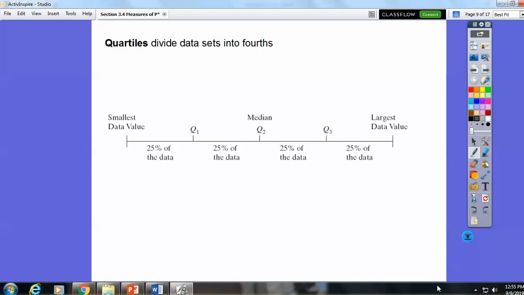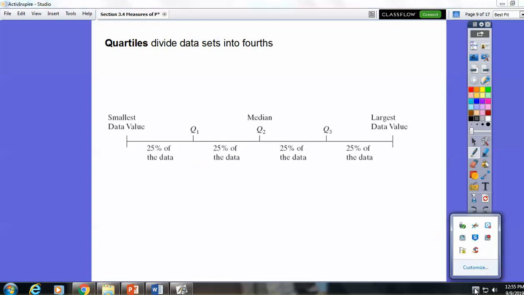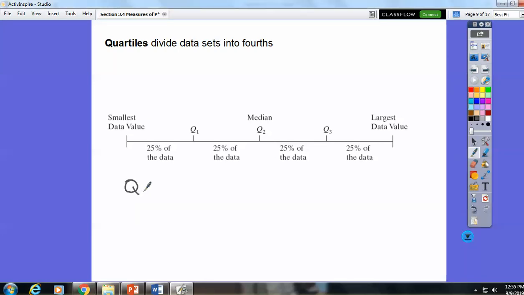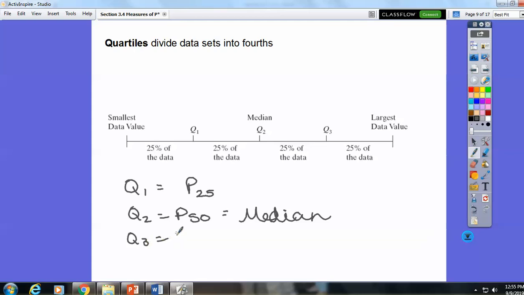So really what you might want to write down, I don't know if I'd even write this, I would just say quartile 1 is the same as the 25th percentile. Quartile 2 is the same as the 50th percentile. We have a name for that already. What is the score in the middle? That's the median. Quartile 3 is the same as the 75th percentile.